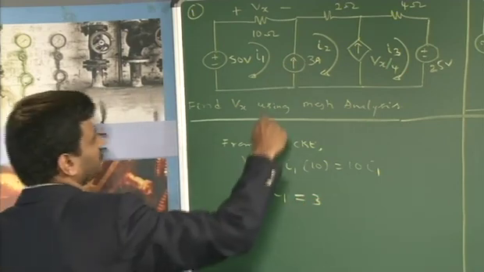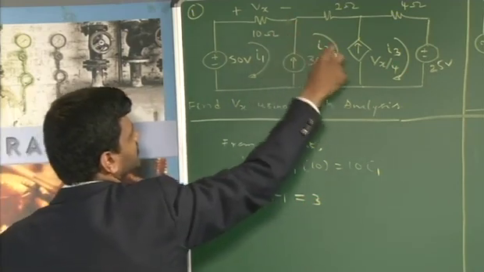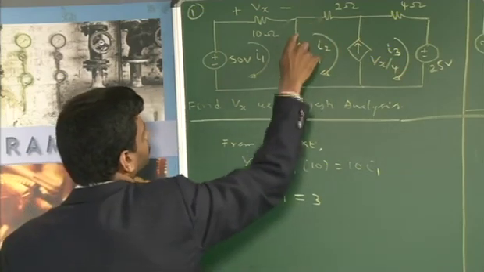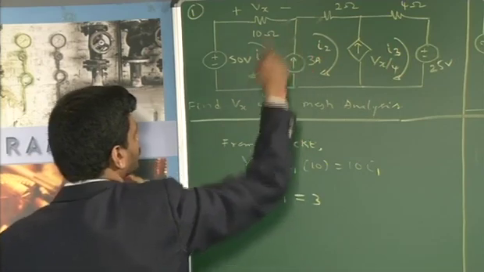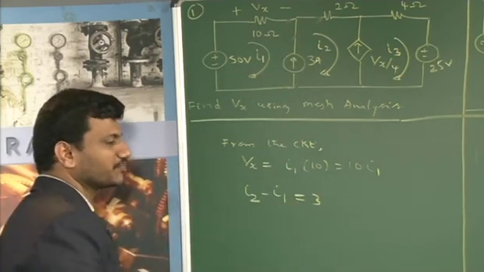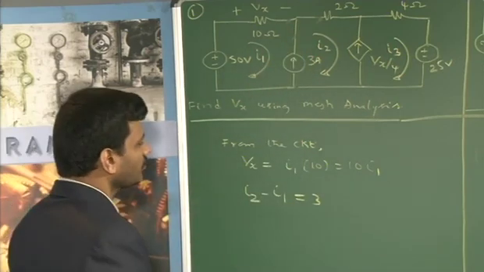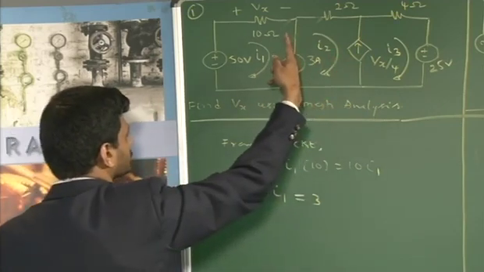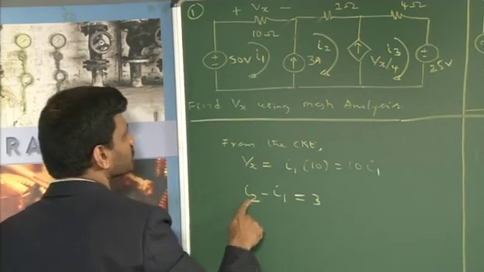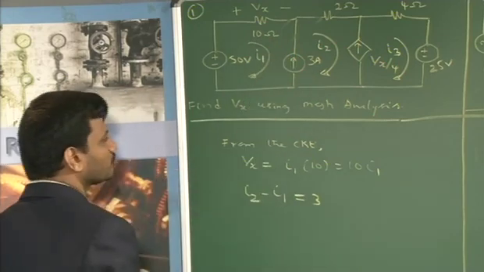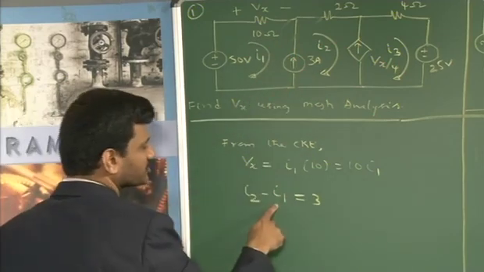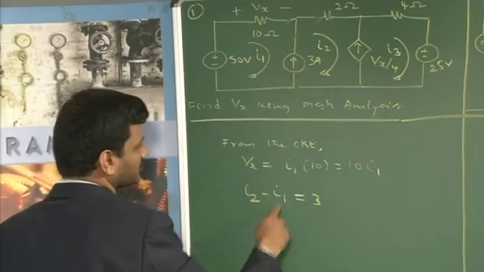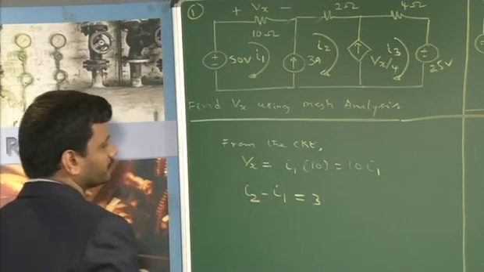Okay. Even if you apply KCL, I1 flows in this direction and I2 flows in this direction, and if you consider the 3 amperes to flow in this direction, this is the relationship we get. Or simply this can be stated as: the current which is in alignment with the current source direction should be considered positive, and the current which is in opposite direction to that of the current source should be considered to have a negative sign. So, then I2 minus I1 is equal to 3.